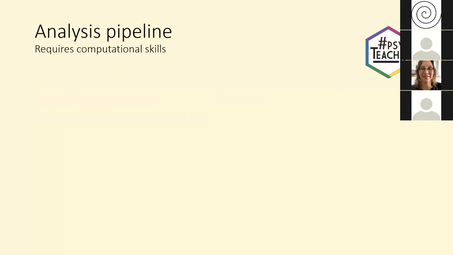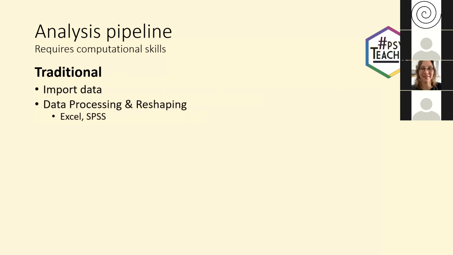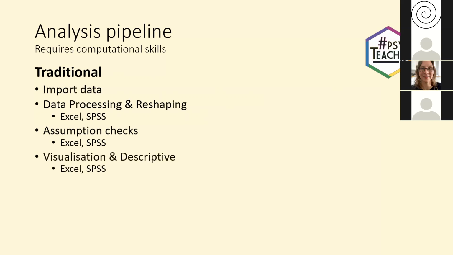But when you think about an analysis plan, do consider the fact that we actually do use these things. So this is my traditional analysis plan that I used to do. I would import data. I would get data from somewhere somehow, and I would import it. But then I would be doing data processing and reshaping, some of it in Excel, some of it in SPSS, maybe transformations in SPSS, some other things in Excel. I would do assumption checks, some in Excel, some in SPSS. I would do visualization and descriptives, again, some in Excel, some in SPSS.